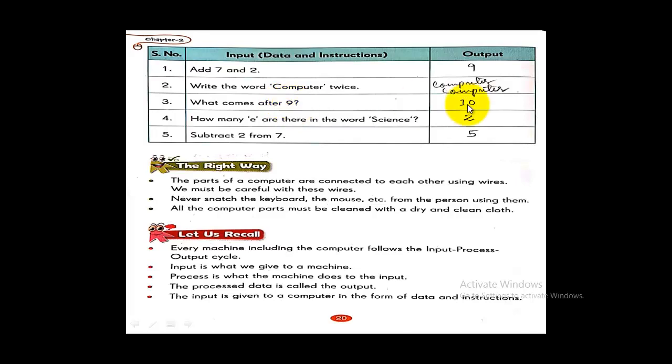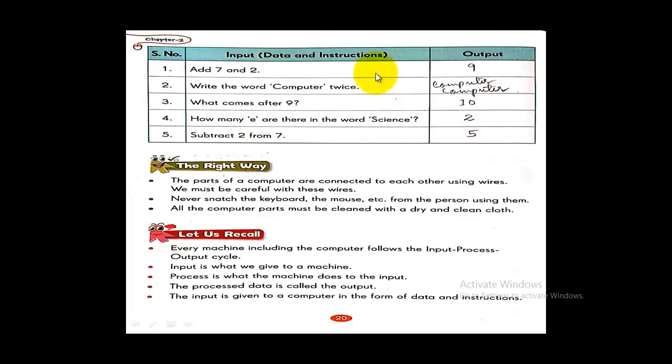How many e are there in the word science? E, there are 2 here. Now subtract 2 from 7. 7 minus 2, then we get 5. These all we work out in our brain.